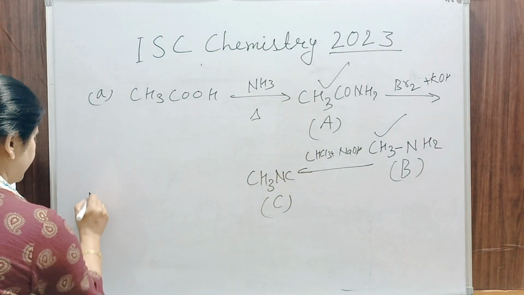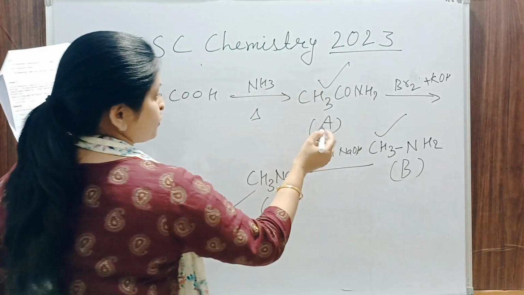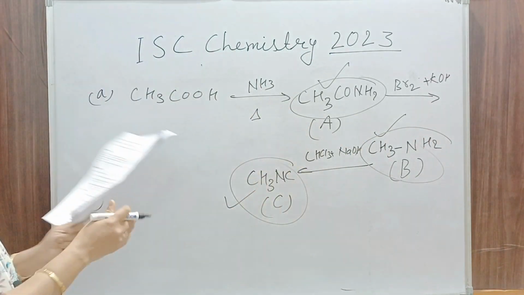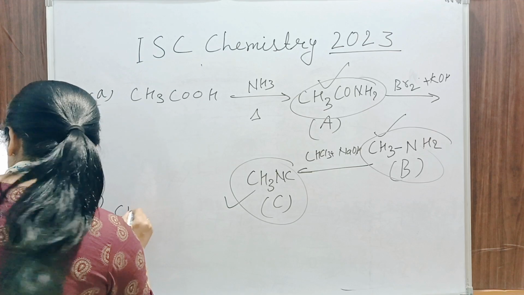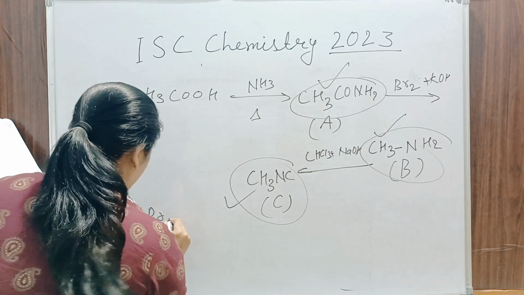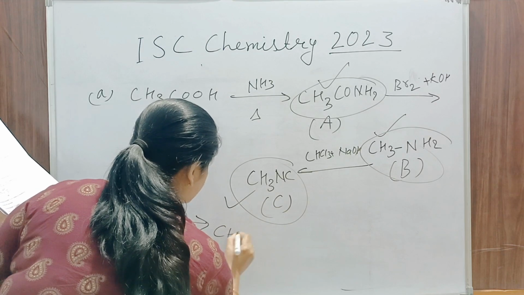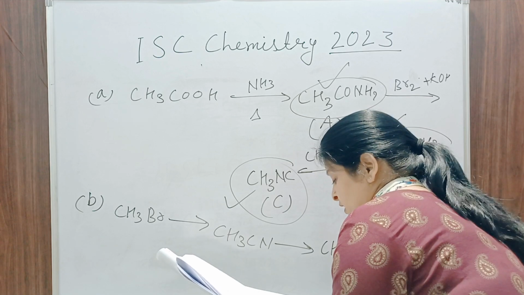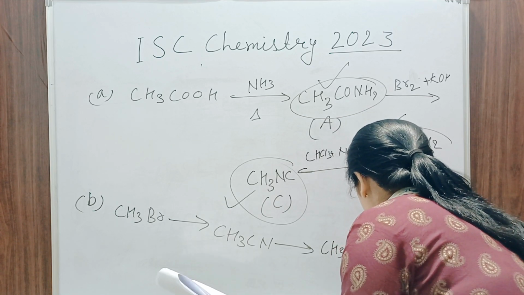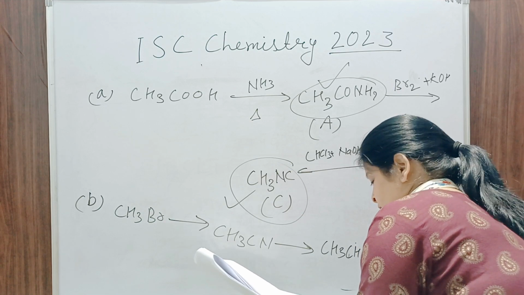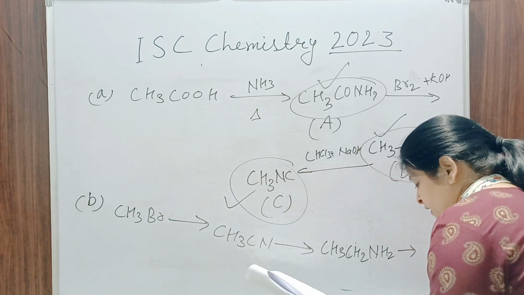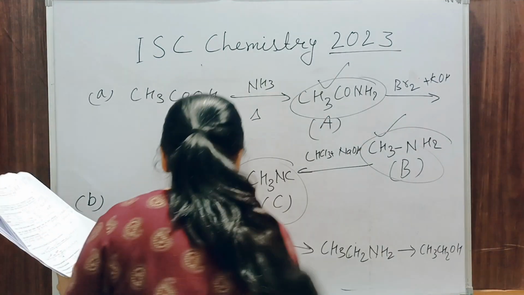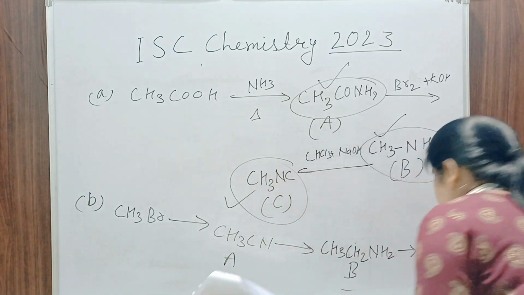Okay. Then question number B. So this one is the answer, and that one is the answer, and this one also, the answers A, B, C. Next is the B number. CH3Br. For A, we have to get CH3CN. Then again for B, what do we form? CH3CH2NH2. And C, CH3CH2OH. So these are the answers A, then B, then C.